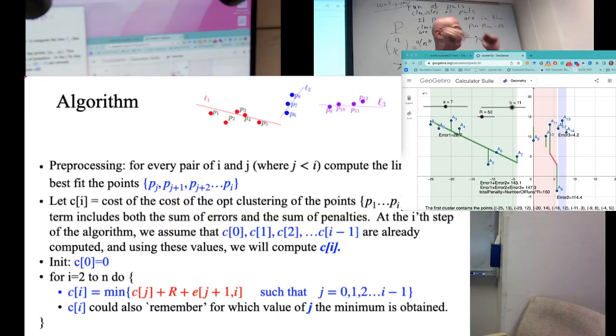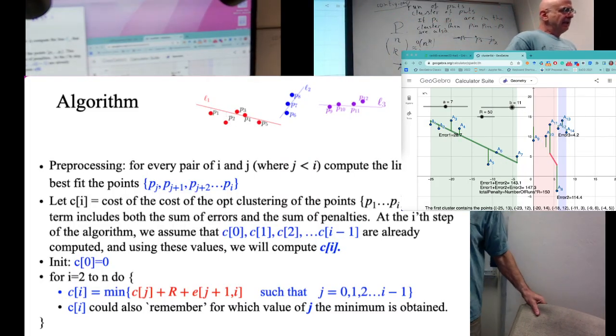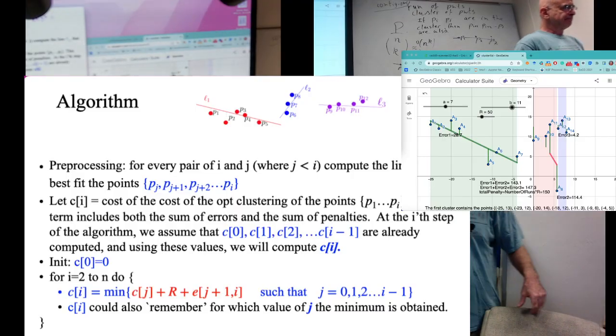You know what are the points. If I think about the runs that start at P5 and end at P7, you will say, here is the line that best fits these points. And I'll do it for every value of i and j in the preprocessing stage. I still didn't start the real algorithm. So I'll compute these values, and the error for each one of them.